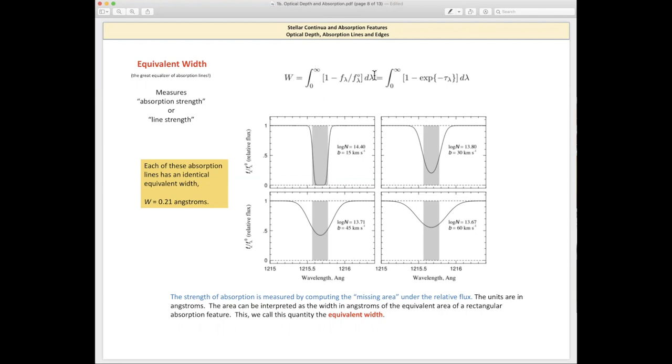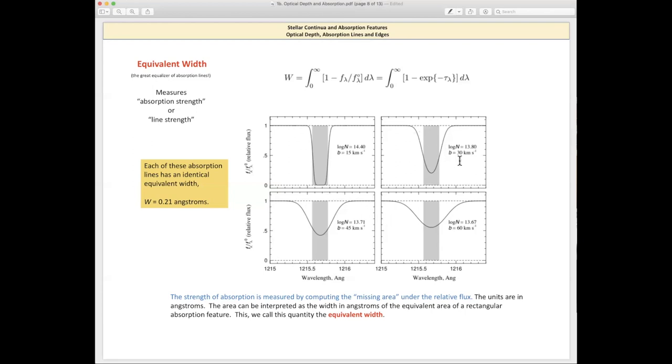I can do this integral where I take the flux decrement, that's one minus the flux over the continuum, and I integrate it across the line. I'll get out a number like 0.21, and the units will be angstroms. And so that tells me how much of the intensity was absorbed. It's a line strength. And this black area is showing you the equivalent width. In other words, this is 0.21 angstroms wide, and the area under that gray area is the same as the area that's absorbed by the absorption, the equivalent width.